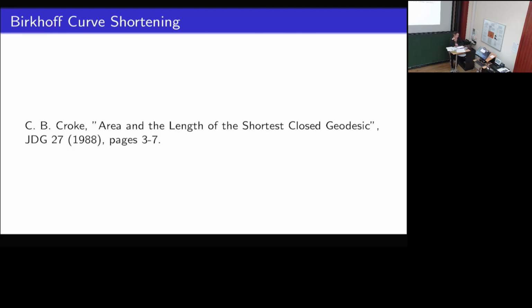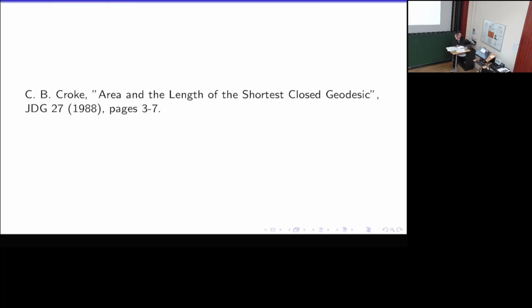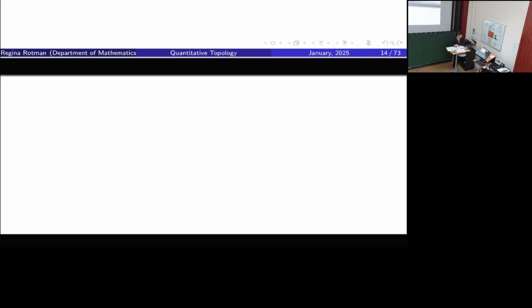Given a curve, there are many curve length shortening flows one can define. My preference is for discrete flows. I can see what's happening. I find it a little bit cute, okay? So let me just discuss the Birkhoff curve shortening process. This is a reference you can use if you want to read it in more detail.